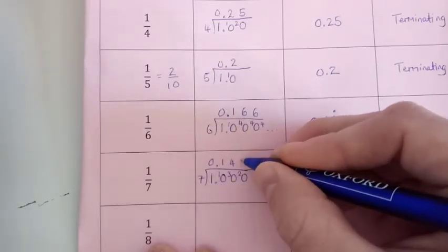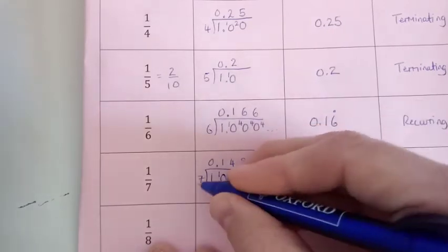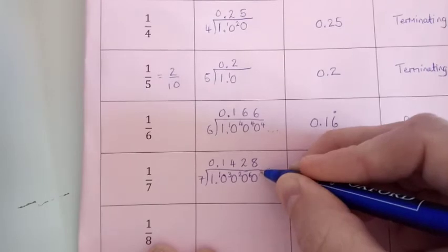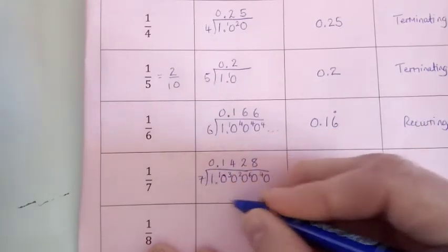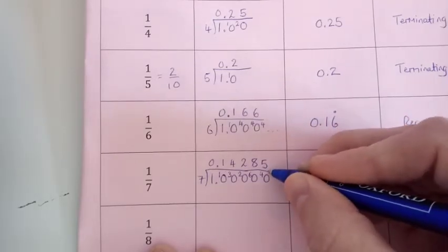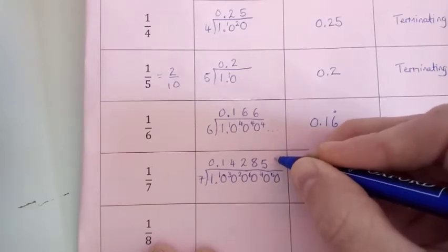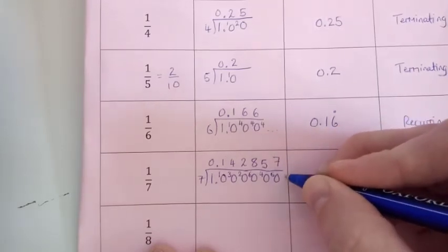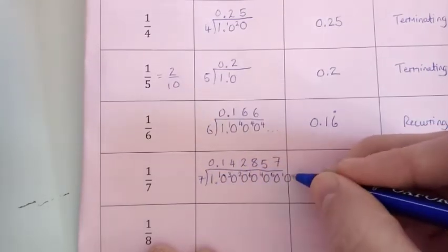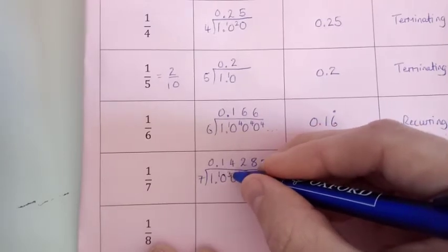7's into 20, 2 7's make 14. 6 remaining. 7's into 60, so 8 7's are 56, so we've got 4 remaining. 7's into 40, 5 7's are 35, which leaves 5 remaining. 7's into 50, 7 7's are 49, and then we get a 1, should give us 7's into 10 again. Now we've already done 7's into 10 here, so we're going to get 1. We're going to get a remainder of 3, and so on.